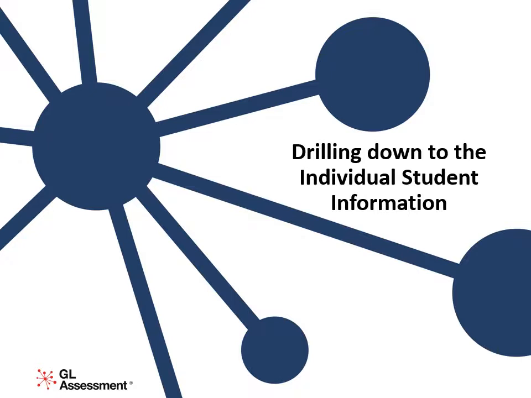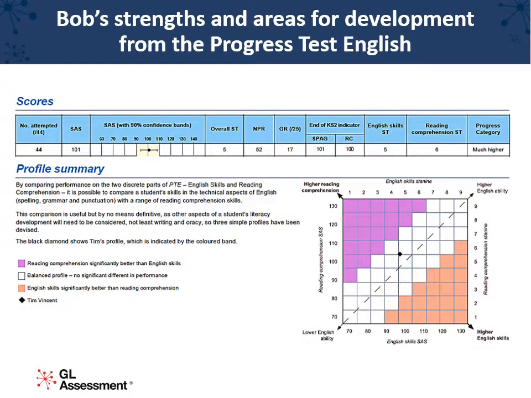Reporting for the 3 progress tests include full reporting on individuals, including material implications for teaching and learning based on the individual's performance. Let's have a look at the report for a young man called Bob. Overall, Bob has an average level of attainment with a standardised age score of 101. He's slightly stronger in reading comprehension with a STAY 9 of 6 compared to his English skills STAY 9 of 5.